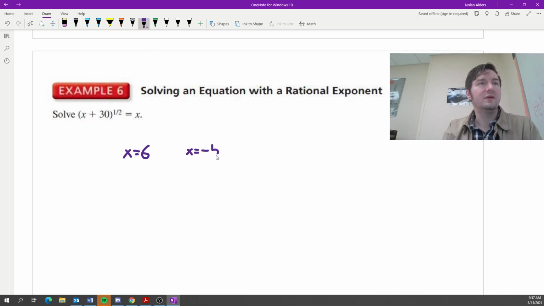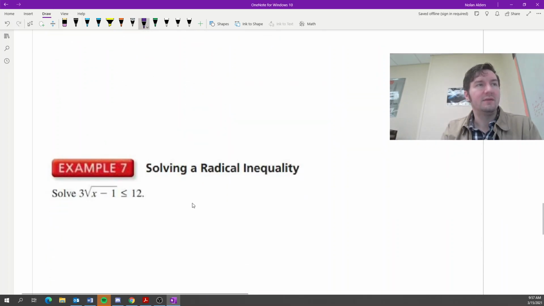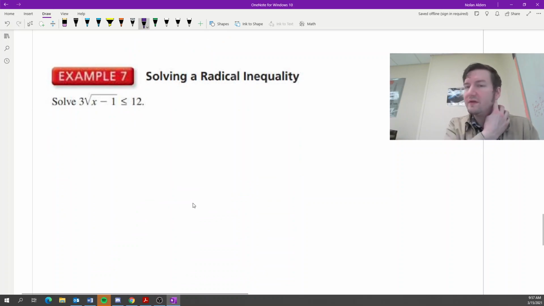All right, so see if you can solve that out and get those answers. I'll tell you that one of them is extraneous. So let's see if you can figure out which one of those is extraneous. You'll plug them into the original and see which one doesn't work. So there you go. Let me know in the comments which one it is.